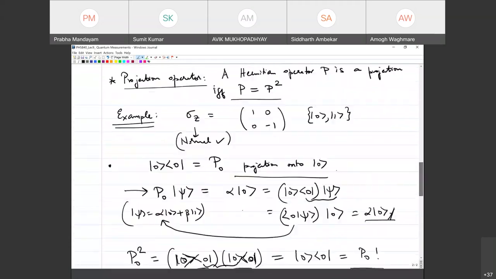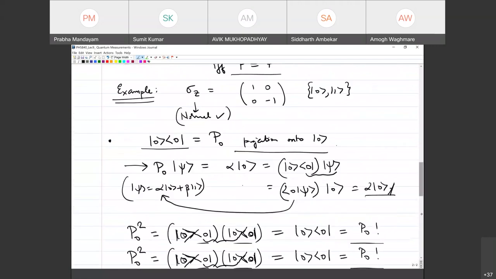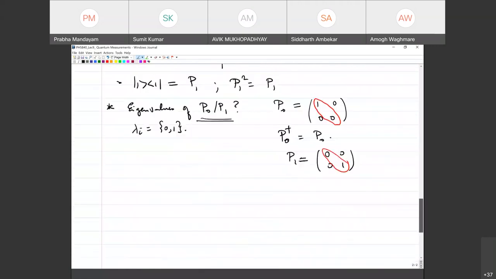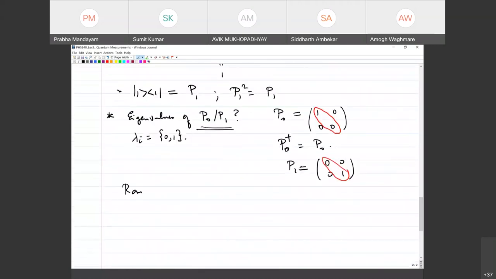an outer product which has become a projection operator. Now, are you all familiar with the idea of the rank of an operator? So people know what rank of an operator means? Yes, no?